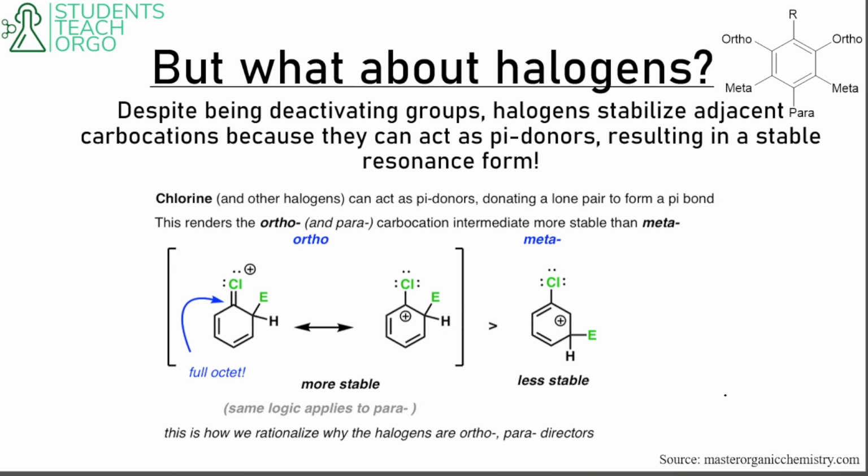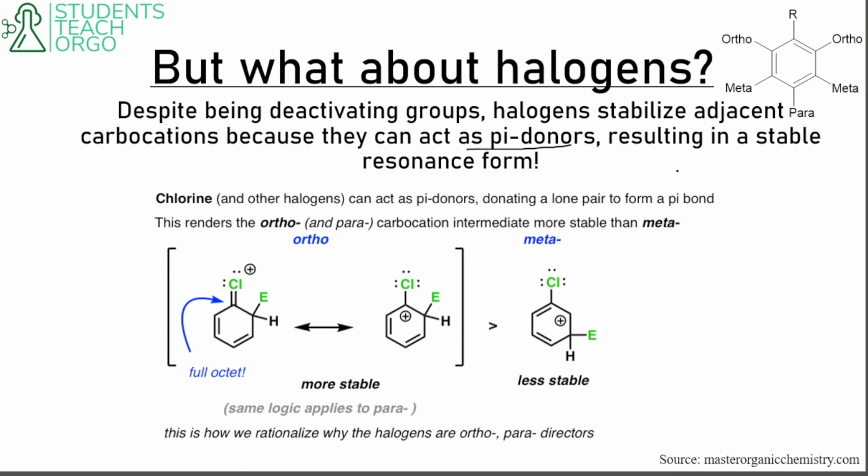So halogens, remember, we talked about them being deactivating groups. They can somehow stabilize adjacent carbocations. How? Well, they can act as pi donors. I know that it's a little confusing because we've talked about halogens acting as electron withdrawing groups in Orgo 1, when we're talking about stabilizing a negative charge, because they pull charge away. However, this resonance effect triumphs over that electron withdrawing effect that we talked about.